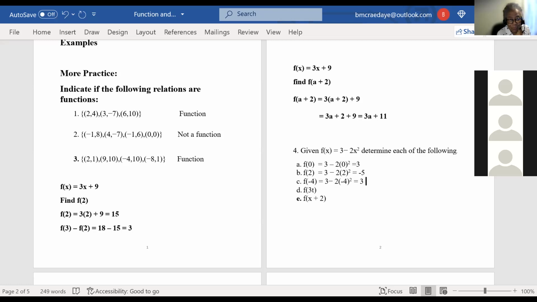A -4 times a -4 is a plus 16, Maureen. Yeah, you get plus 16 times a -2 is a minus 32. A -32. And what's that equal to, Vanessa? You can equal to -29. -29, 3 from 12 is 9. That's right. Negative 29.